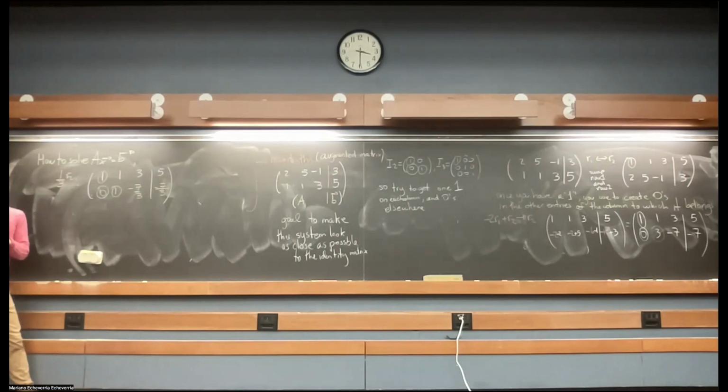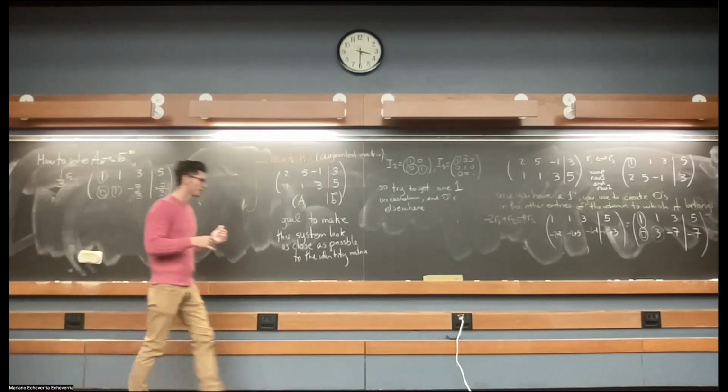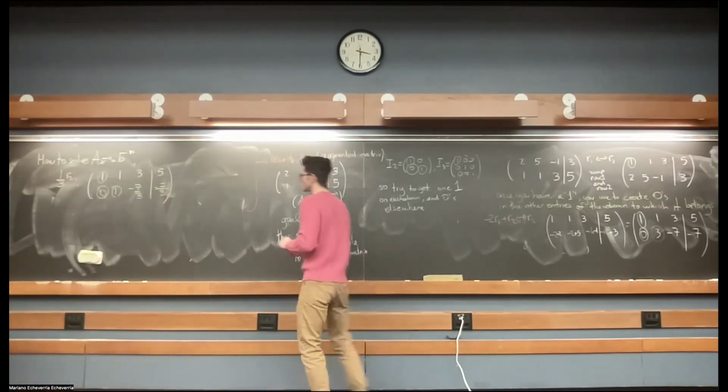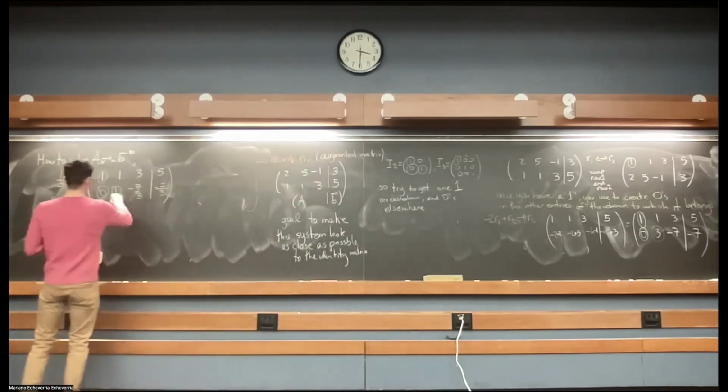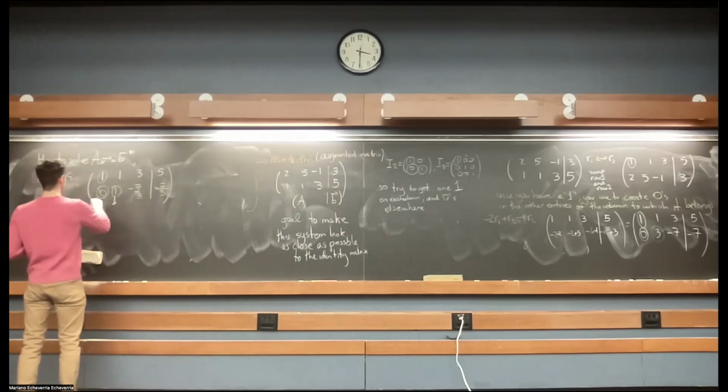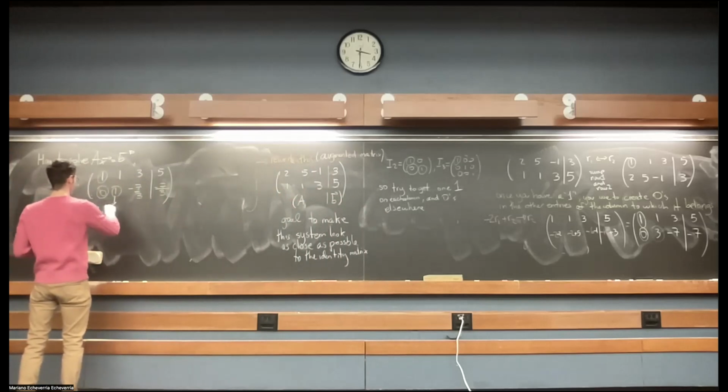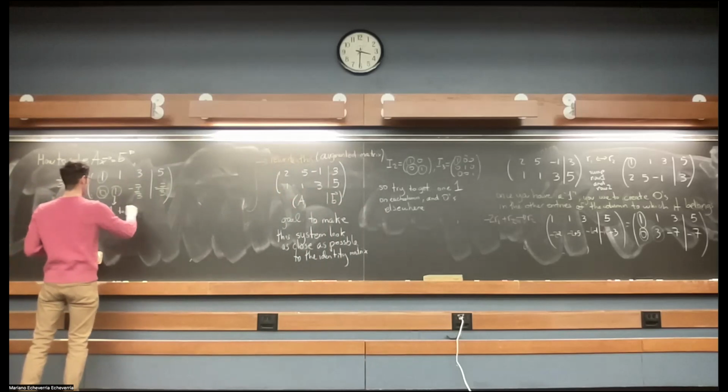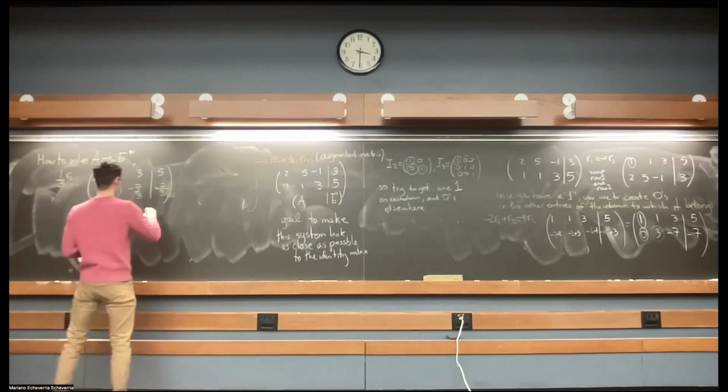Okay, is that making sense? And we're almost there, right? Now, since we have a 1 here, the idea is again to make zeros everywhere else in that column. So the idea now with that 1 is to make zeros. So use this 1 to make zeros everywhere else on that column.